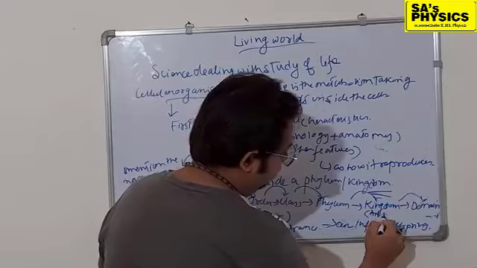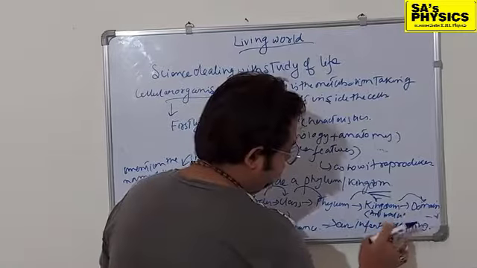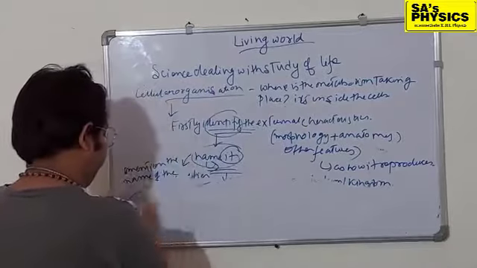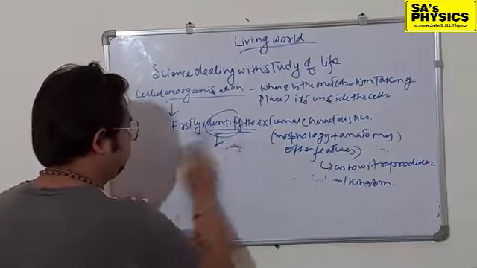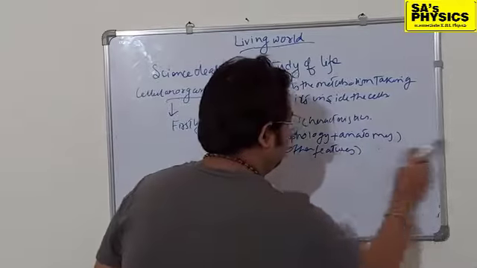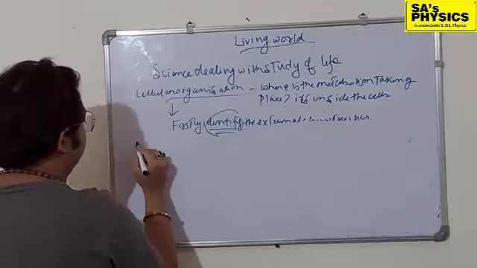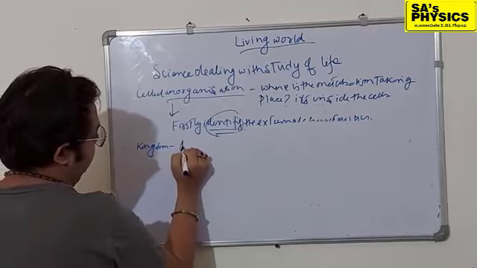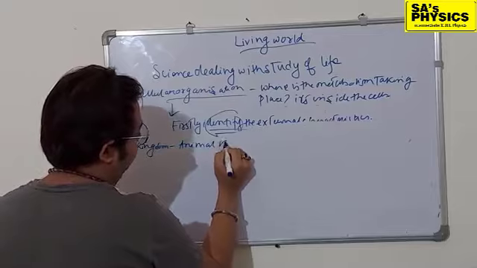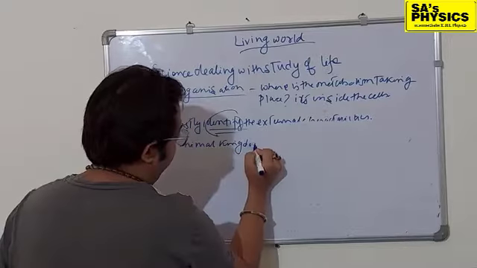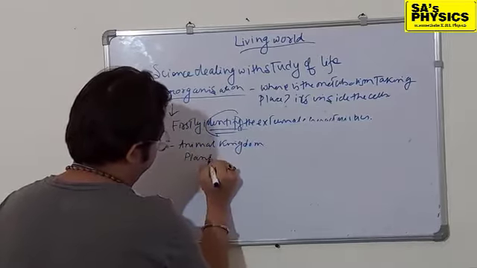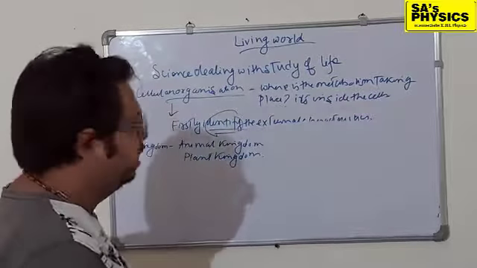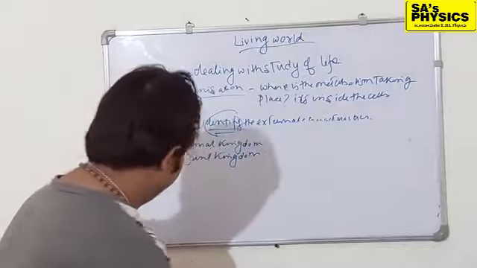Kingdom basically consists of the animal kingdom and plant kingdom. Right, and we'll learn about this in the next videos.